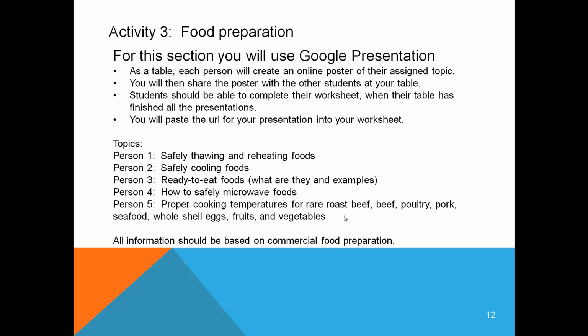Now, if there's only 4 people at your table, you can split up number 5. You can each take 2 foods. Okay, if there's only 3 people at your table, then one person could do how to safely microwave food, so they would do safely thawing and microwaving. And then the second and third person would split number 5 as well as do their own assigned topic, so that all 5 topics are covered.